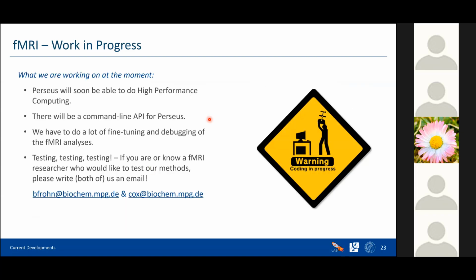So finally, to bring this to a nice conclusion, for the fMRI stuff, we will very soon be able to enable Paseos to do high performance computing, and then there will also be this command line API for Paseos, which some people were asking for already in the Q&A. So this will come very soon. But of course, for the fMRI stuff, we still have a lot to do. We still have to implement some stuff, but most of all, we have to do lots of debugging and finding out if actually our software is good or not.